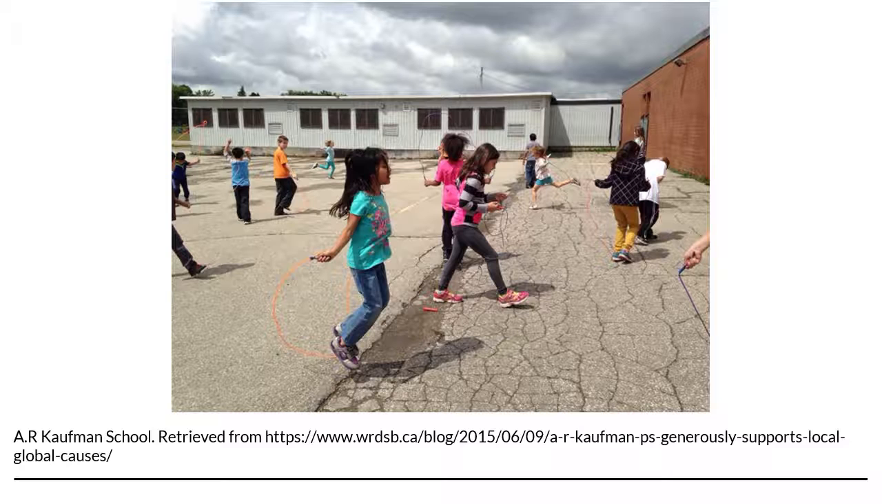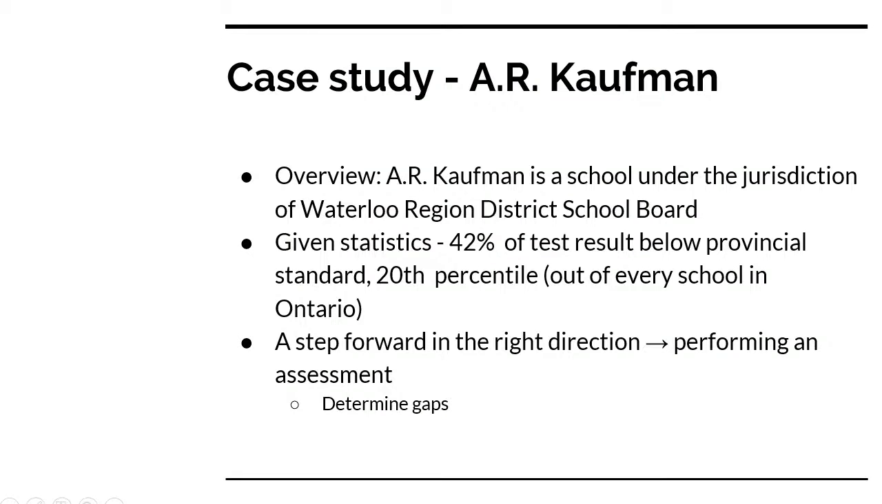Here we're going to observe a case study from A.R. Kaufman. Test results from A.R. Kaufman, which is a school under the jurisdiction of the Waterloo Region District School Board, show that 42% of test results are below the provincial standard. This means that the school is unsuccessful in ensuring that most of its students are meeting or exceeding the provincial standard for test performance. In comparison to every school in Ontario, A.R. Kaufman is in the 20th percentile, being in 2,555th place out of 3,064 schools.